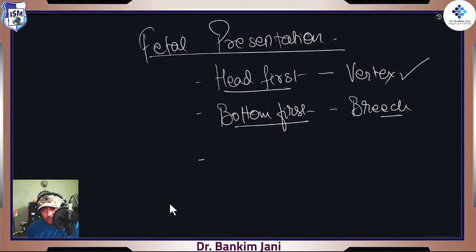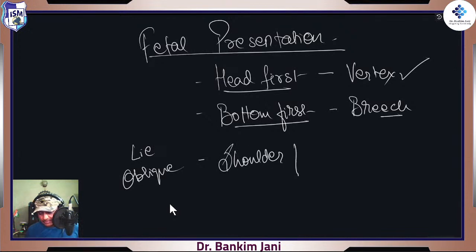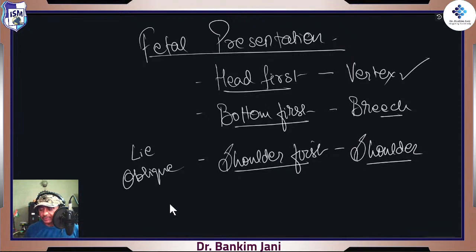Or when the lie is oblique. Now it is making sense when I say that if the lie is oblique, it means that the passenger is at an angle. So when he is at an angle, instead of head, the shoulder would appear first. That is what is called the shoulder presentation, and it occurs when the lie is oblique. So these are all presentations. Vertex is good, breech is completely ulta, and shoulder when the lie is oblique.